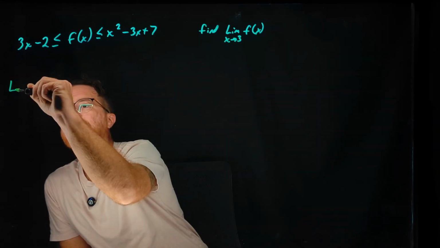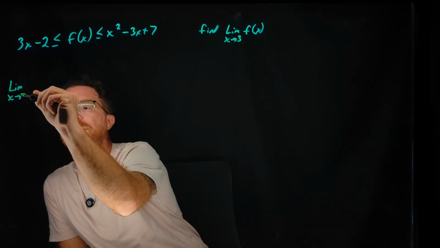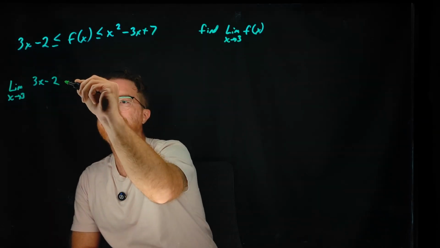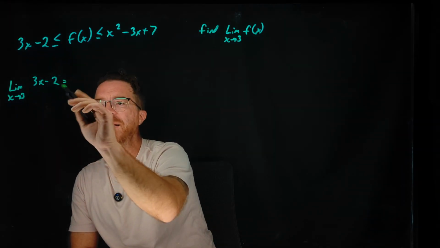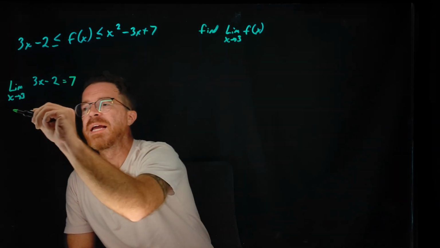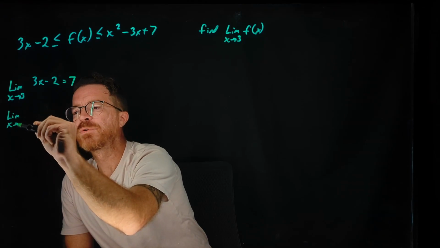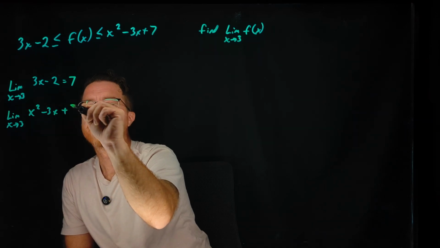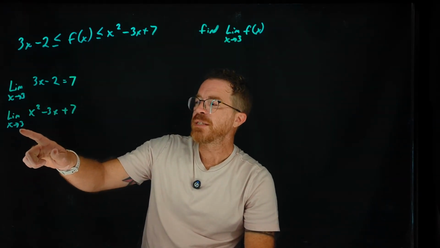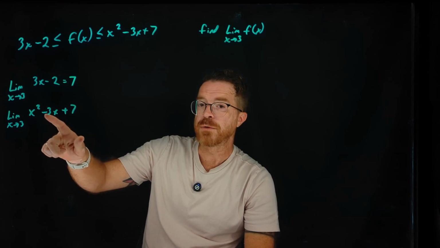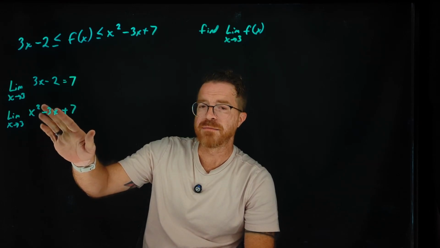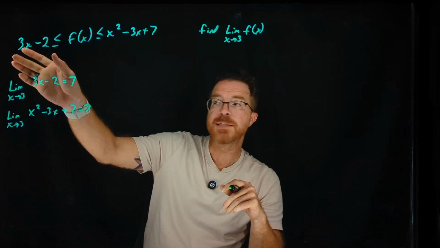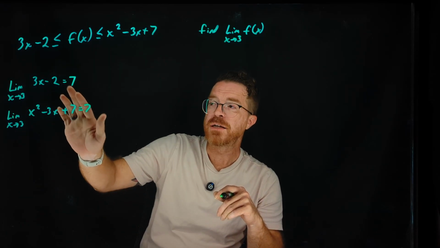So if we take the limit as x approaches 3 of 3x minus 2, and plug 3 in using direct substitution, 3 times 3 is 9, minus 2 is 7. And if I take my limit as x approaches 3 of x squared minus 3x plus 7, plugging this in, 3 squared is 9, 9 minus 3 times 3 is 9, so 9 minus 9 is 0, plus 7 is equal to 7.